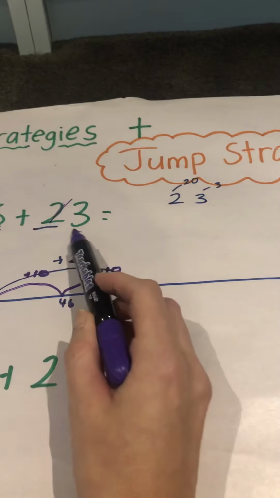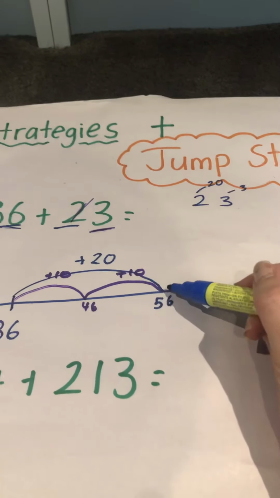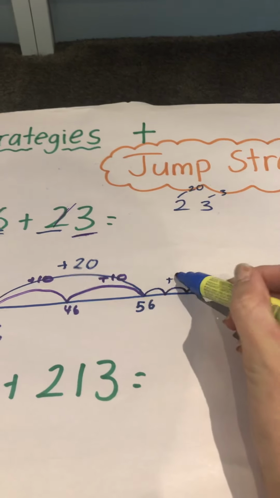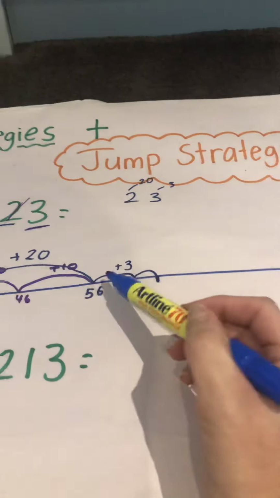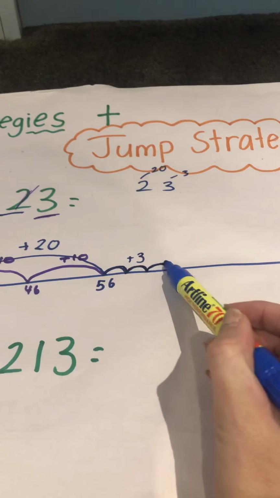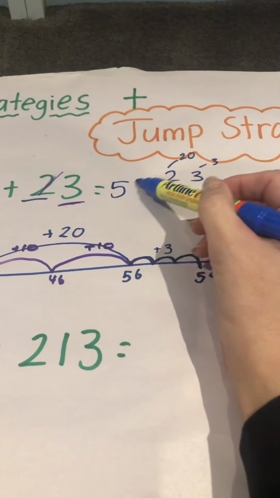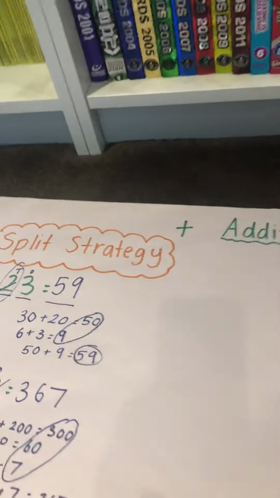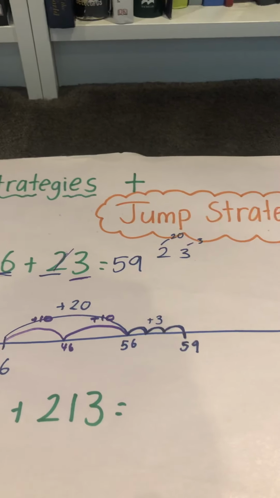But I'm not just adding on 20, I'm actually adding on 23. Okay, so when you landed on 56, you're just going to do 3 small jumps. 1, 2, 3. We're landing here. I'm going to tell my teacher that I jumped 3. And you can just simply count on 3 more from 56. So 56, 57, 58, 59. And I land there. Now I'm going to write my 59 up here. And I'm going to check with my split strategy that I got the exact same, and I got 59. Okay, so I'm going to be pretty sure that if I got the same answer using 2 different strategies, then I'm going to be correct.